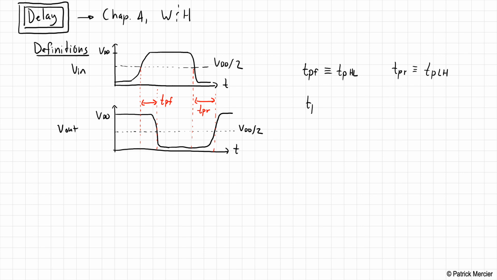And if someone just says the propagation delay without specifying if it's the rising or the falling, then the definition is typically we just take the average of the two. Just TPF plus TPR divided by 2. So this is propagation delay.